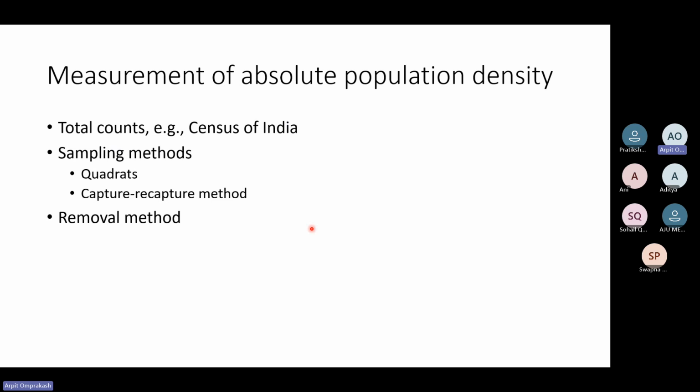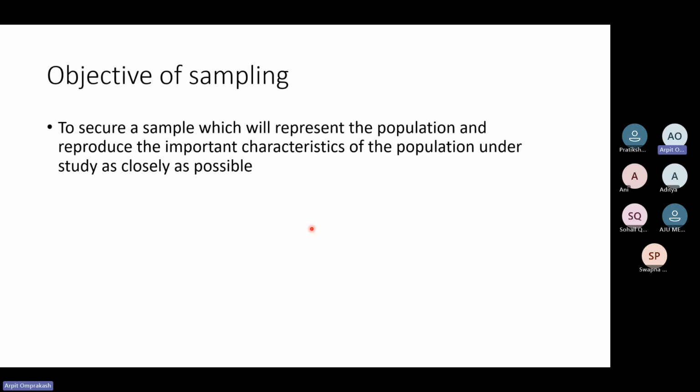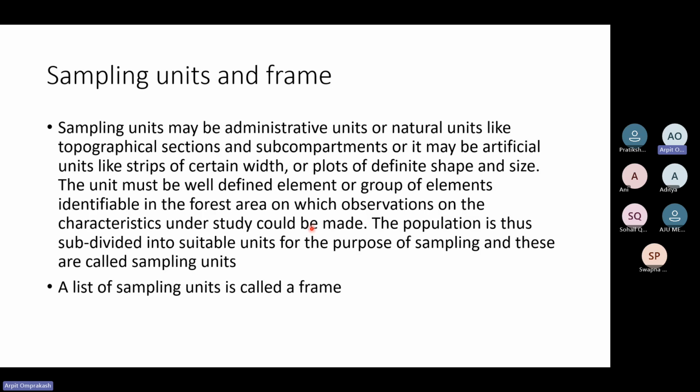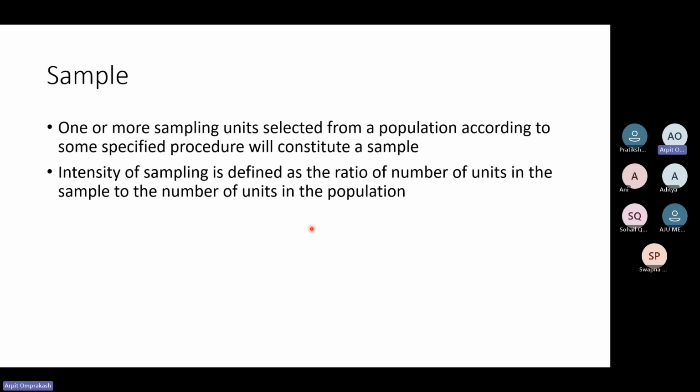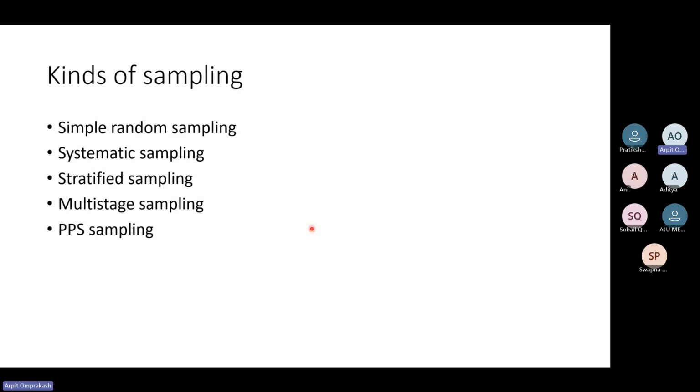Total count, sampling methods, removal method. What is the objective of sampling? We talked about what are sampling units and frames. A list of sampling units is called a frame. A sampling unit is a unit where you're basically going and sampling. It can be an administrative unit or natural unit, right? Sample is basically one or more sampling units selected from the population. Intensity of sampling is the ratio of number of units in the sample to the number of units in the population.